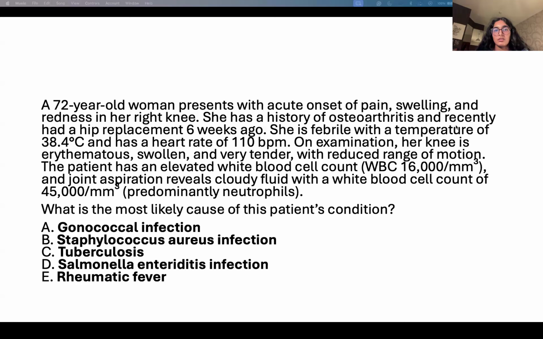Okay, here we go. So a 72-year-old woman with pain, swelling, redness in her knee. She has osteoarthritis and recently had a hip replacement. She has a fever, tachycardic, knee is erythematous, swollen, tender, reduced range of motion, elevated white blood cells, and joint aspiration reveals cloudy fluid with, again, high white blood cells, predominantly neutrophils. What's the most likely cause of this patient's condition?